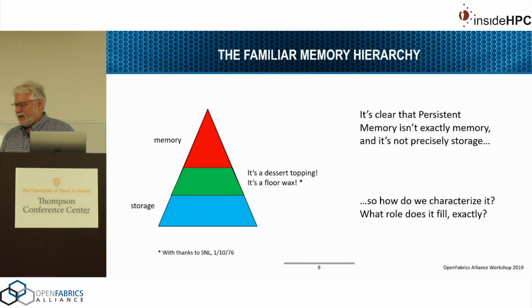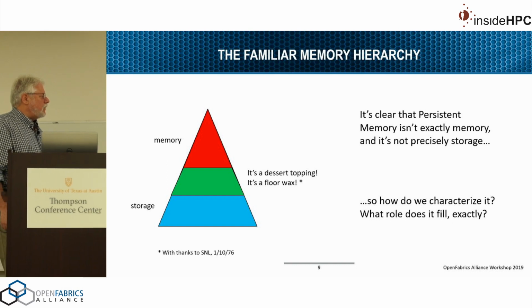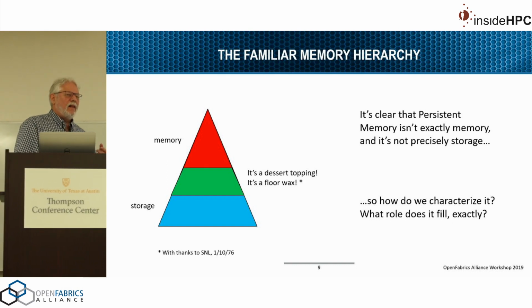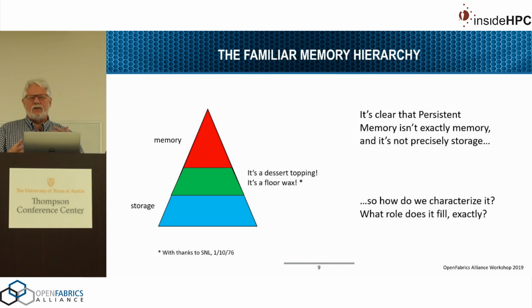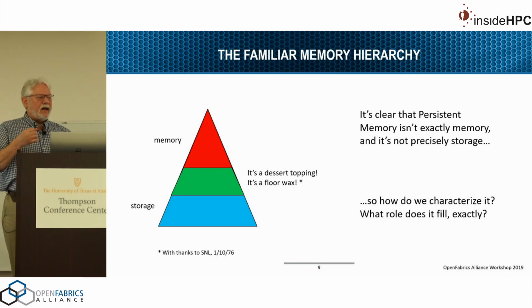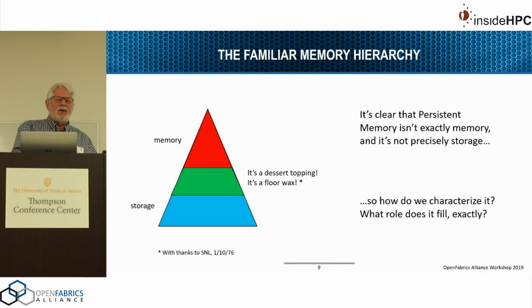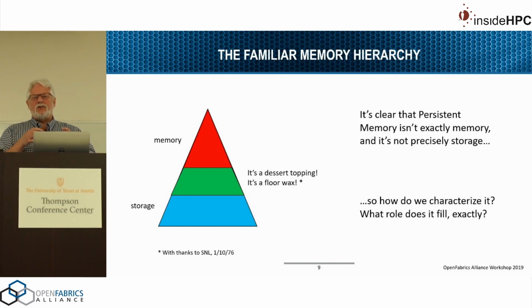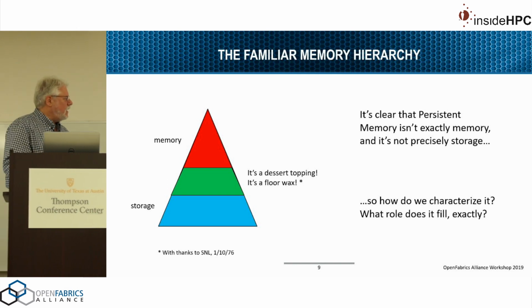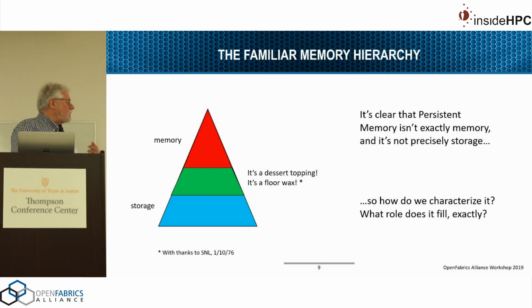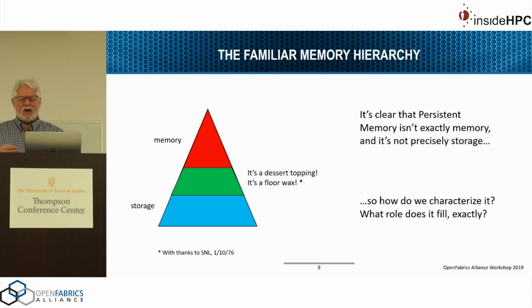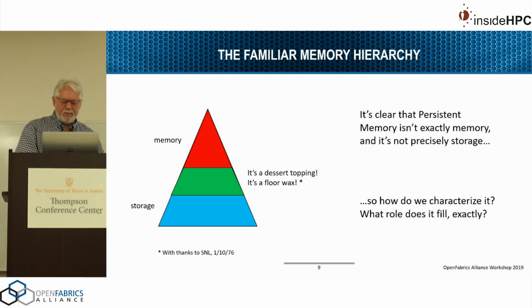Okay, this is a picture we're all familiar with, the memory hierarchy. But there's this layer in the middle there, which really isn't, well, we call it persistent memory, but it's not exactly memory, and it's not precisely storage. I hear a lot of people talk about this idea of the convergence of memory and storage, and that kind of sticks in my craw a little bit too, because that implies that the key feature here is persistence, which is one of the characteristics of storage, is that it's persistent. But I'm going to claim that persistent memory really isn't a dessert topping or a floor wax. It's some sort of combination of both of those.